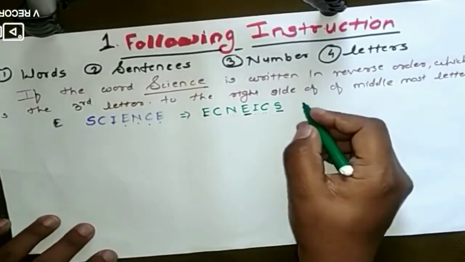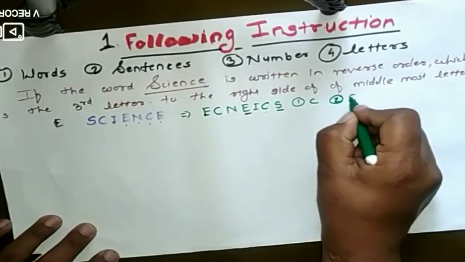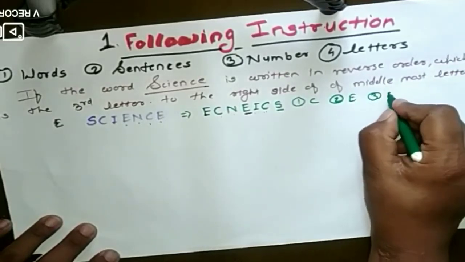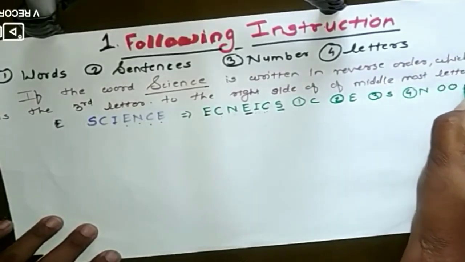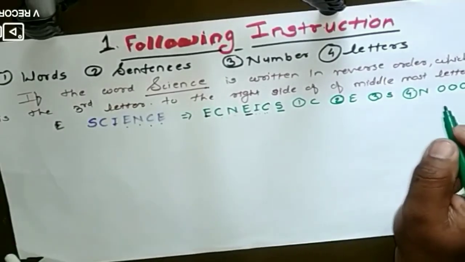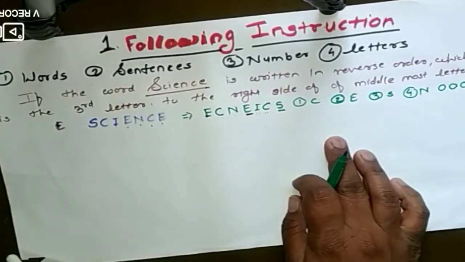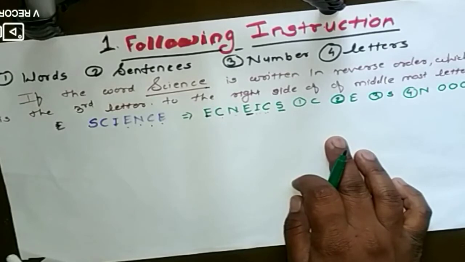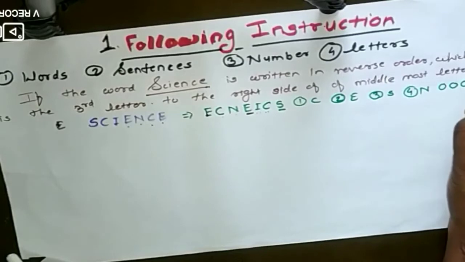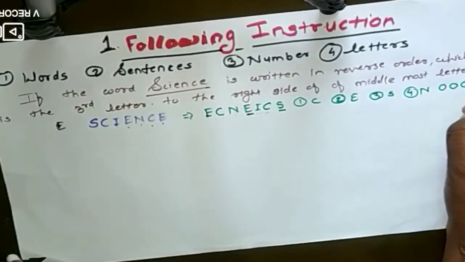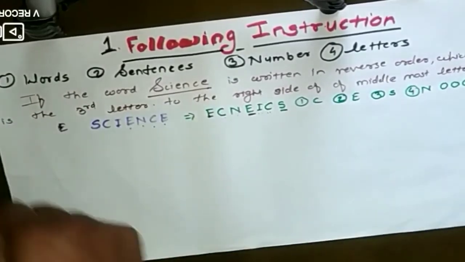They are providing us options: the first option is C, the second option is E, the third option is S, and the fourth option is N. Here they are giving you four circles, and you have to mark the answer. So what is its answer? To the right side of the middle letter, yes, its answer is S. So we will write here S is its answer, and we have to circle this S.